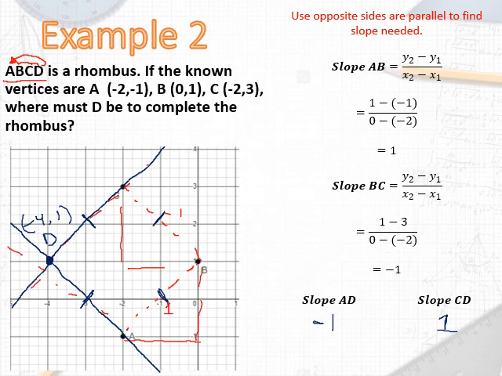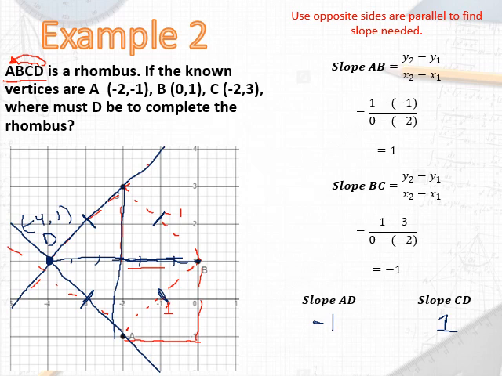A couple other things you could have done. You could have said that the slopes of the diagonals are perpendicular. So you would have been able to tell me, I know where A and C are, so BD must be perpendicular to that. So BD was going to be a horizontal line. You could count the number of boxes because it's horizontal and say, okay, that's 2 boxes. Go 2 out on the other side, that's where D must be.